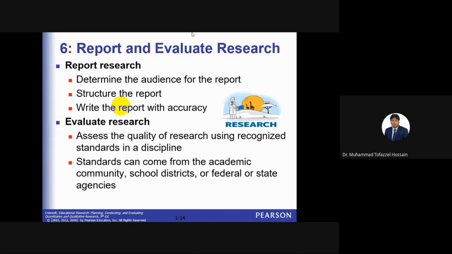Then you have to assess the quality of research using recognized standards in a discipline. For different disciplines, they recognize in different ways, so you have to know the standard. Standards can come from the academic community, school districts, or federal or state agencies. For example, different agencies, different universities, different departments can evaluate it differently. So you have to know the standards.